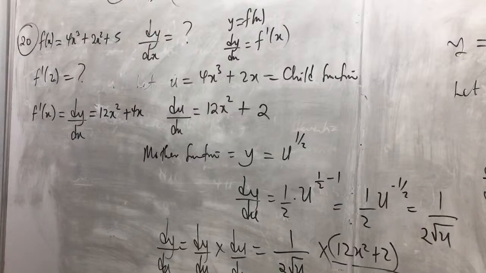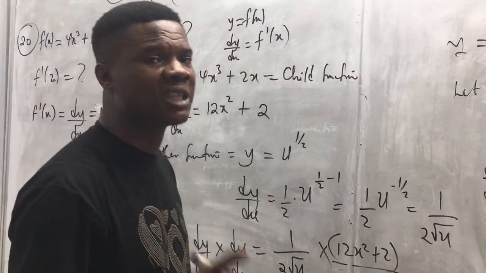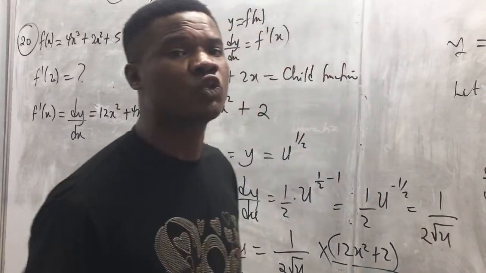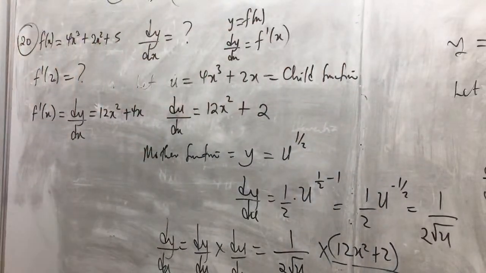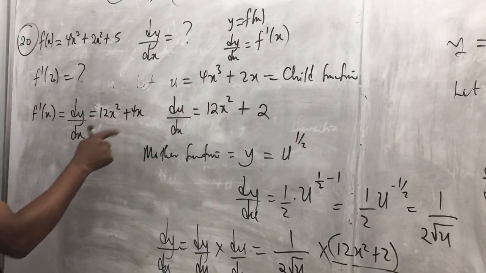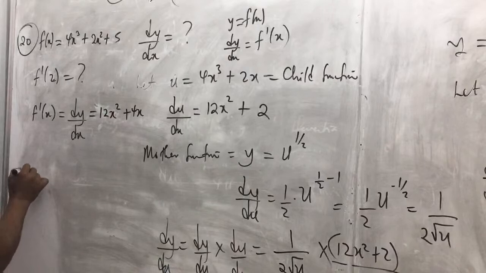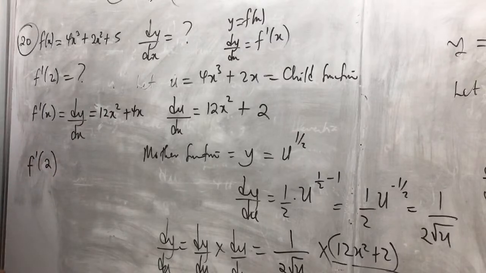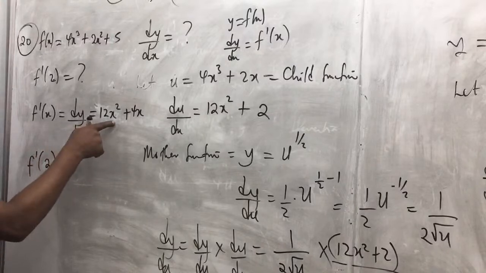Now, take note please. The question did not say find f prime of x. The question said find f prime of 2. So f prime of 2 is the value of this derivative, 12x squared plus 4x, when x is equal to 2. So once you've been able to obtain f prime of x, you can now go ahead to find f prime of 2. What would you do to get f prime of 2? Put 2 in place of x in your derivative.